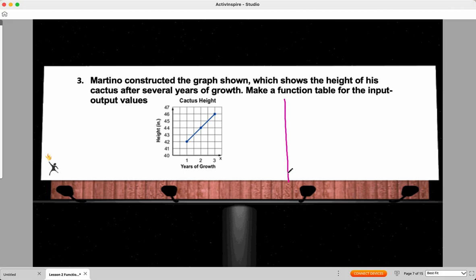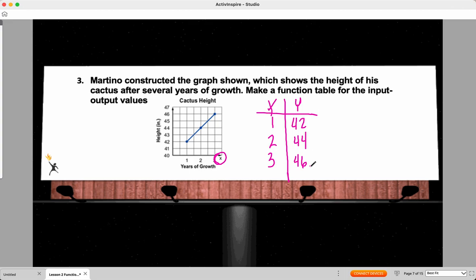We can come over here and go, well, x is our x-axis down here. So I've got numbers at 1, 2, and 3. So 1, 2, and 3. His first year of growth, it was at 42 inches. That's my y. The second year of growth, it was at 44 inches. In my third year of growth, it was at 46 inches.